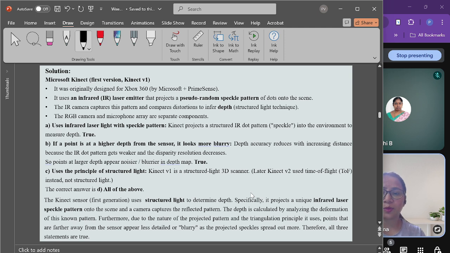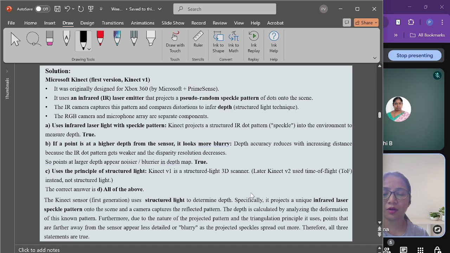Our options are based on this. The first option is uses infrared laser light with speckle pattern. As we have seen, Kinect projects a structured IR dot pattern, also called speckle, into the environment to measure depth. So to measure the depth, it uses the IR dot patterns, also known as speckle. So this one is true.